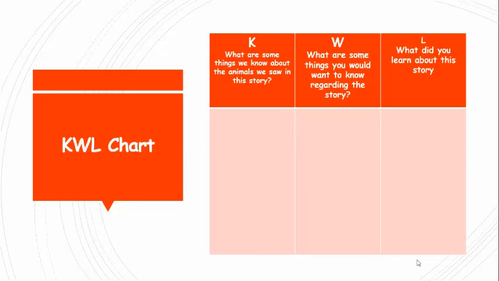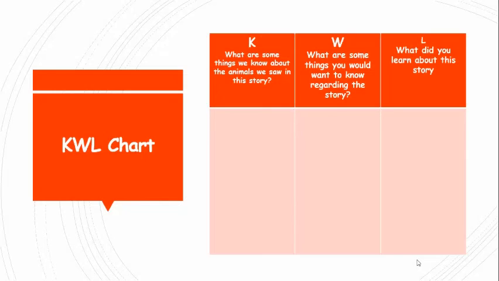And for the K, I would ask them, what are some things we know about the animals we just saw in the story? The students will be able to provide anything they noticed in the story, like how they lived in the zoo, that they didn't want to be in their cages, or that they wanted to be sleeping in the bedroom instead of their cage.